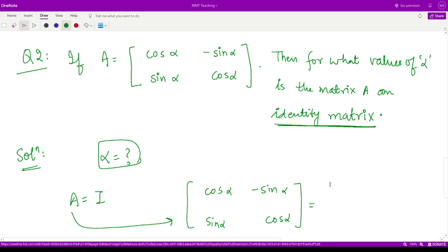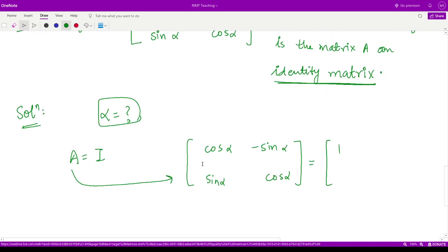This matrix is equal to the identity matrix, which has to be of the same order. So you see, what is the order here? You have 2 rows and 2 columns. So the order is 2 cross 2. So that means here also the order should be 2 cross 2. And you know what is the identity matrix of order 2 cross 2? You have 1 on the diagonal and everywhere else you have 0.